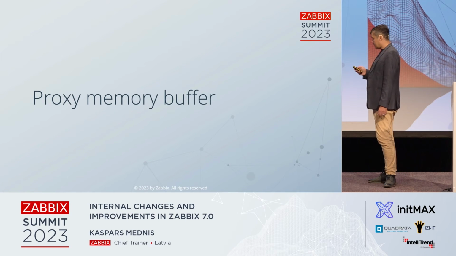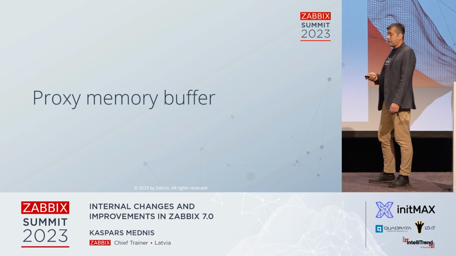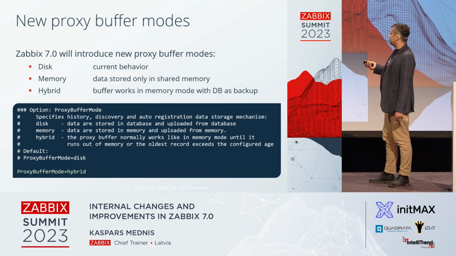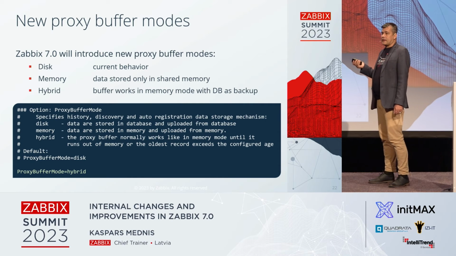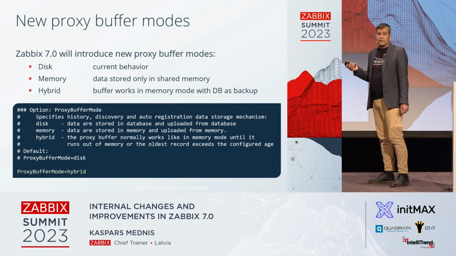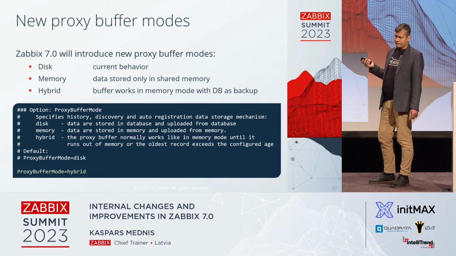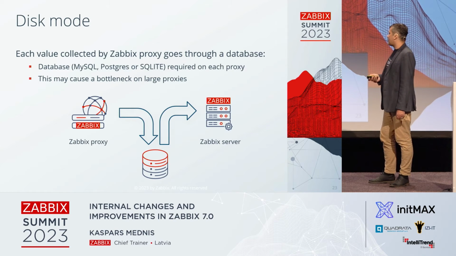Okay, and very quickly about proxy memory buffer. Alexei already told about it. So in 7, we will have 3 modes. We will have the disk mode, which is the current behavior. We will have the memory mode, and we will have a hybrid. Yes? So how do they work?